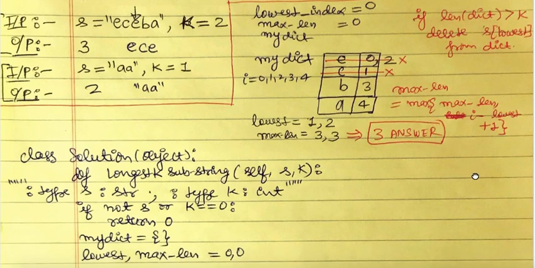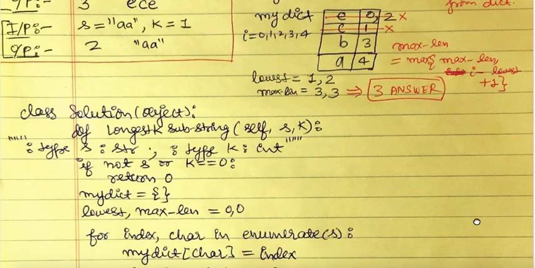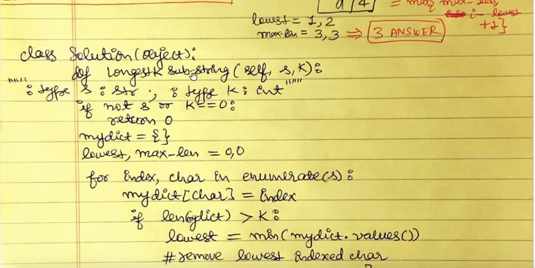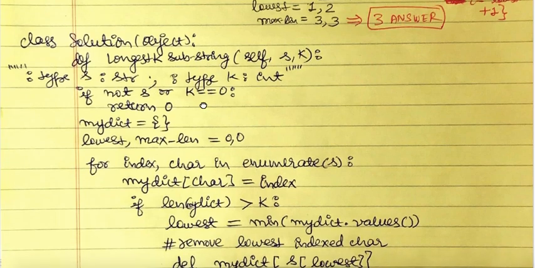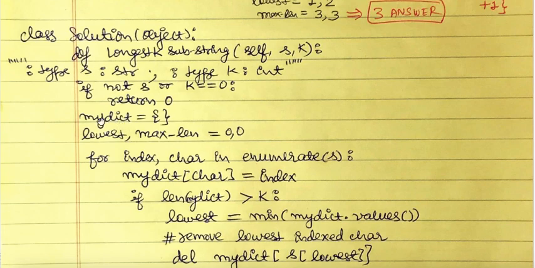Okay, so let's just implement it in code. So we have longest k substring, s is the string, k is the number. So if not s, it means if the string is empty or k is equal to 0, in that case you have to return 0, because with at most 0 characters, or the string being empty, we cannot get anything. Then initialize the dictionary. So my dict is my dictionary, and this is initialized using a pair of curly braces in Python. And now the lowest index, lowest, is initialized to 0, and max length is also initialized to 0.